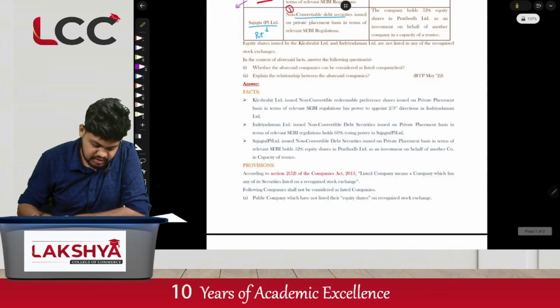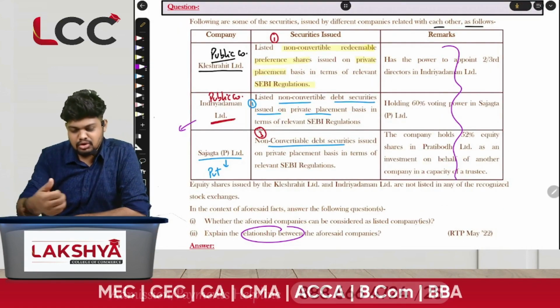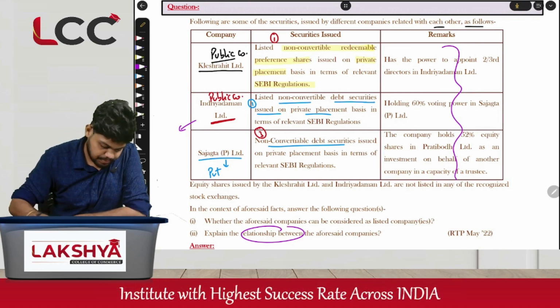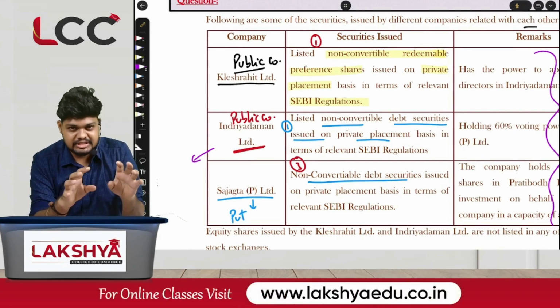On top of that, they have also asked the relation between the companies based on the composition as well as the percentage of holding, subsidiary holding, associate company definition. So I hope all the provisions and all the logic behind listed and unlisted companies have been clarified.